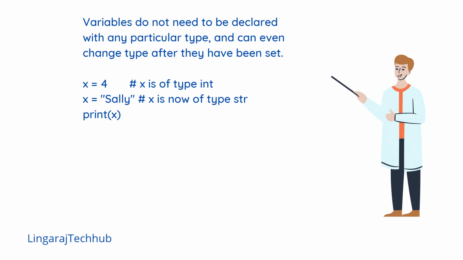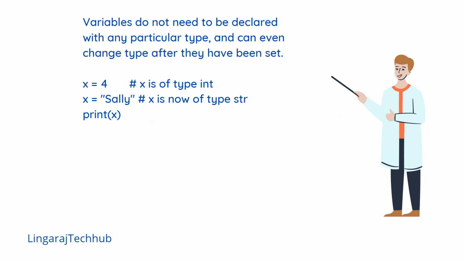Variables do not need to be declared with any particular type, and can even change type after they have been set. In C, C++, and Java, the type needs to be declared when you enter data or assign it to that variable. But in Python, there is no need to declare the type. For example, x = 4. What is the type of x? Here the type of x is integer.